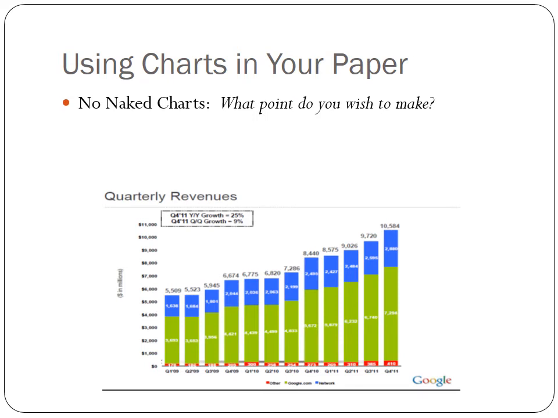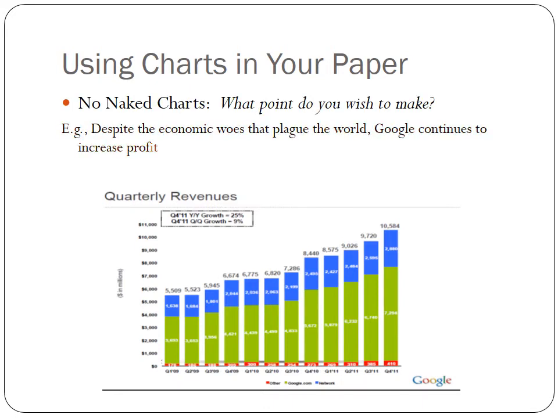So, since I can't have a naked chart, I asked myself, what point do I think it makes? What do I want to make with this? Visuals only support what you're saying. They don't stand alone. So I told you, I thought it said it shows increase in profit, even though the financial situation for the rest of the world and most companies was dire. So I would write something like, despite the economic woes that plague the world, Google continues to increase profits as indicated in the chart below.